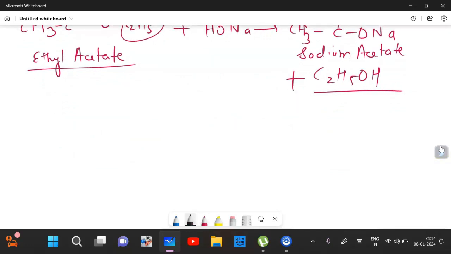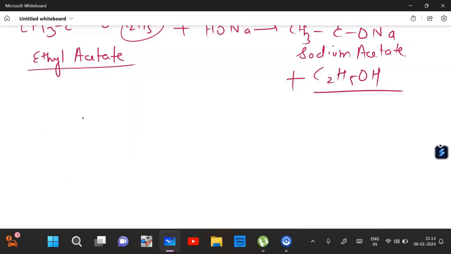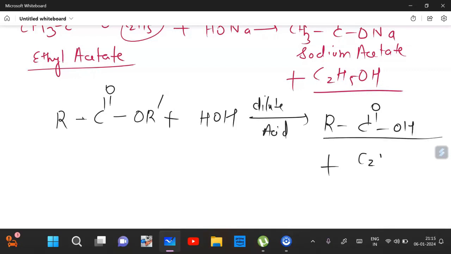Or simply this reaction can also proceed like that: RC double bond O, OR dash, treated with hydrolysis in the presence of dilute acid. First we added the NaOH, now we can add the dilute acid. It will also give RC double bond O, OH, plus C2H5OH. So there will be a formation of acetic acid as well as alcohol.